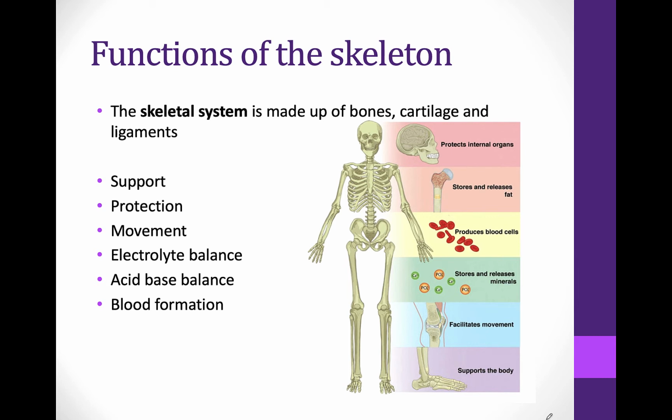Electrolyte balance, so our skeleton stores calcium as well as phosphate, and those can be released to our blood as we need them or stored in the bones when we have extra. It's involved in acid-base balance, so along with calcium and phosphate, it can help to absorb or release some alkaline salts, acting a little bit like a buffer. And our blood is formed in our bone marrow. So our red bone marrow is essential for the development of red blood cells, white blood cells, and platelets.